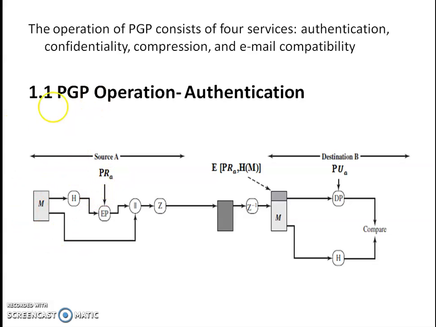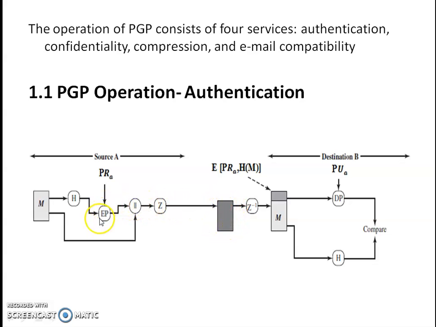he calculates the hash code of the original message using SHA-1 to generate the 160-bit hash code, and that hash code is encrypted with the RSA algorithm using the sender's private key, and then that is appended with the original message, and that original message is then compressed using the zip algorithm, and that is transferred to the receiver side.